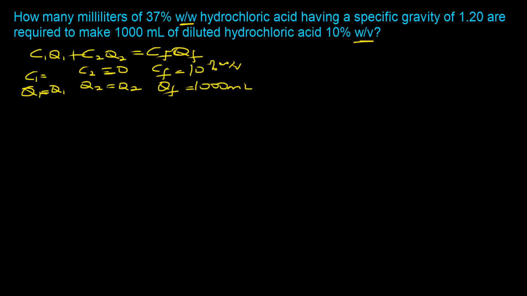Now, you would recall from the first slide that the equation is percentage weight in volume of the acid is equal to percentage weight in weight of the acid times specific gravity. So here we'll take the 37% and multiply that by the specific gravity, which is 1.2.